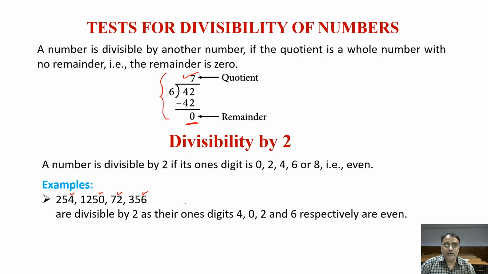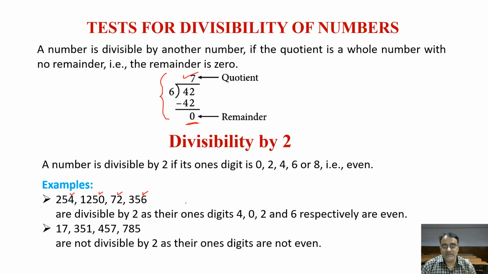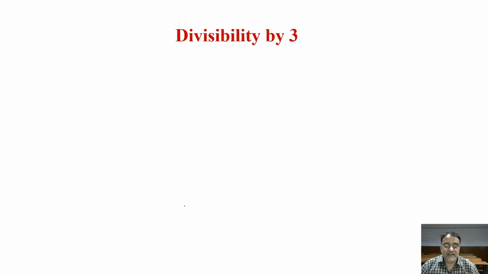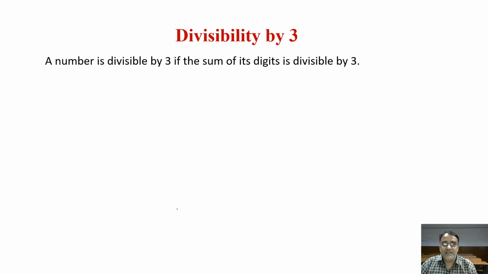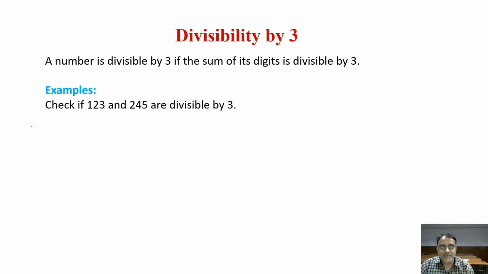Okay. Now these numbers are not divisible by 2 क्योंकि unit place में ना तो 0 है, 2 है, 4 है, 6 है और 8 है, right? और unit place digit में we can say that all are odd numbers, not even numbers, right? So coming to divisibility by 3. A number is divisible by 3 if the sum of the digits के जितने भी total है वो 3 से divide होना चाहिए. So we'll see one example.